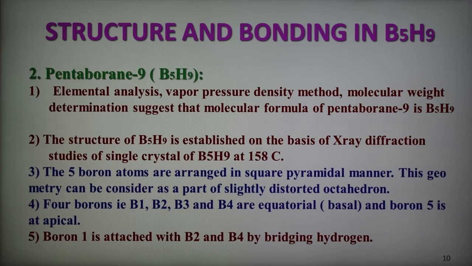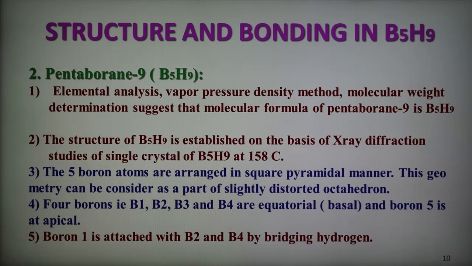Now the next example is B5H9. We have to see the structure and bonding in the case of B5H9, which is known as pentaborane 9. Again, similar to tetraborane, elemental analysis, vapor pressure density method, and molecular weight determination of this compound all show that the molecular formula of this compound is B5H9, commonly known as pentaborane 9.